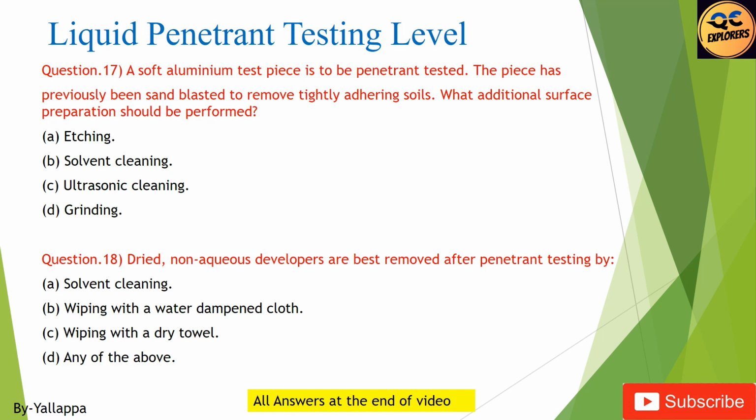Question point 17. A soft aluminium test piece is to be penetrant tested. The piece has previously been sand-blasted to remove tightly adhering soils. What additional surface preparation should be performed? Etching. Solvent cleaning. Ultrasonic cleaning. Grinding. Question point 18. Dried, non-aqueous developers are best removed after penetrant testing by solvent cleaning. Wiping with a water-dampened cloth. Wiping with a dry towel. Any of the above.